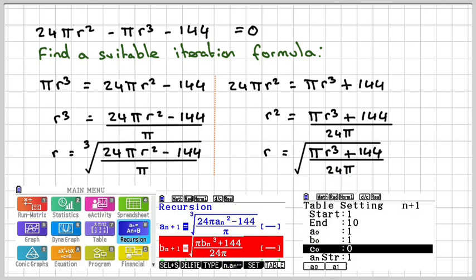I need to set this up properly, so using the set function, I'm going to start at 1 and go to 10 iterations, okay? And I'm going to put the start value being 1 for each one, because we found that the root was between 1 and 2. Now, there are a couple of things here called A string and B string, which you could set to 1 if you wanted to look at the cobweb graphs, which we're not going to do in this video.